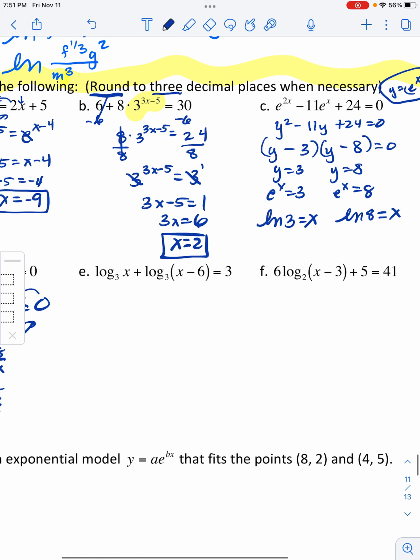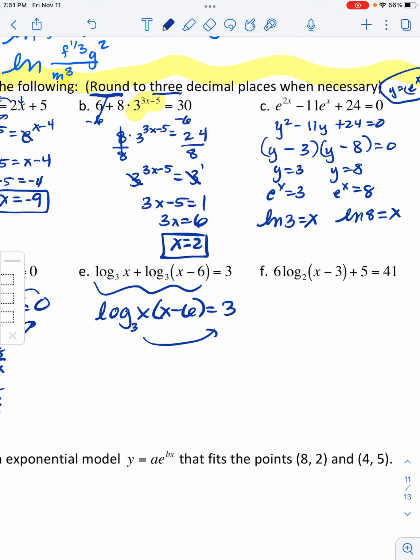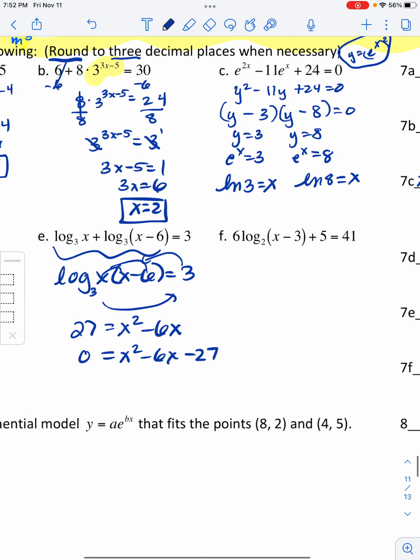He stopped. Alrighty. These need to be condensed. They're separated by adding. So I'm going to go ahead and put, don't forget the log base, I'm going to put them together by multiplication. And I'm going to rewrite this with my good old log rule. 3 to the third, I'm going to just math in my head and get 27. And then here I'm going to have x squared minus 6x. That's a quadratic, and you have to get that equal to 0 to solve.